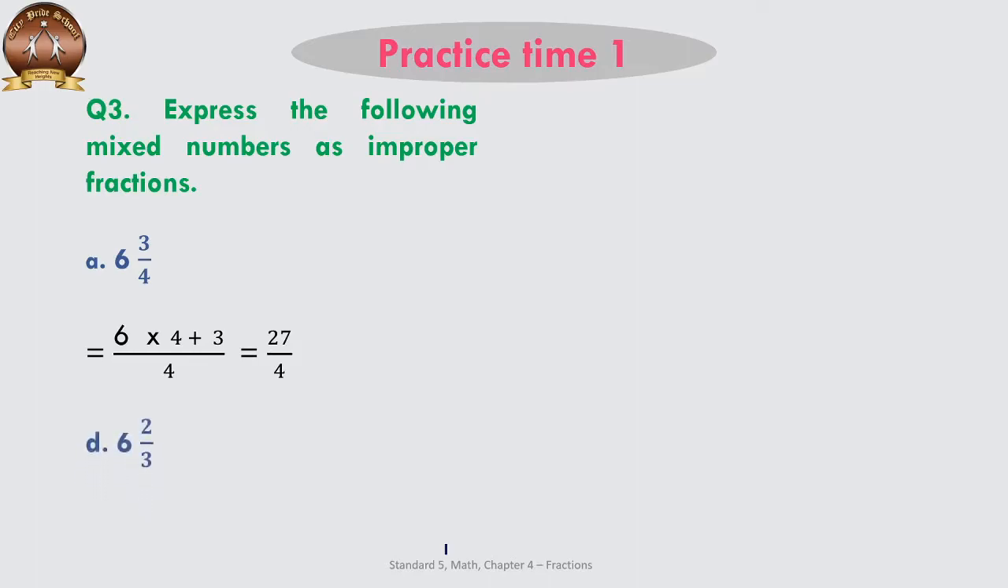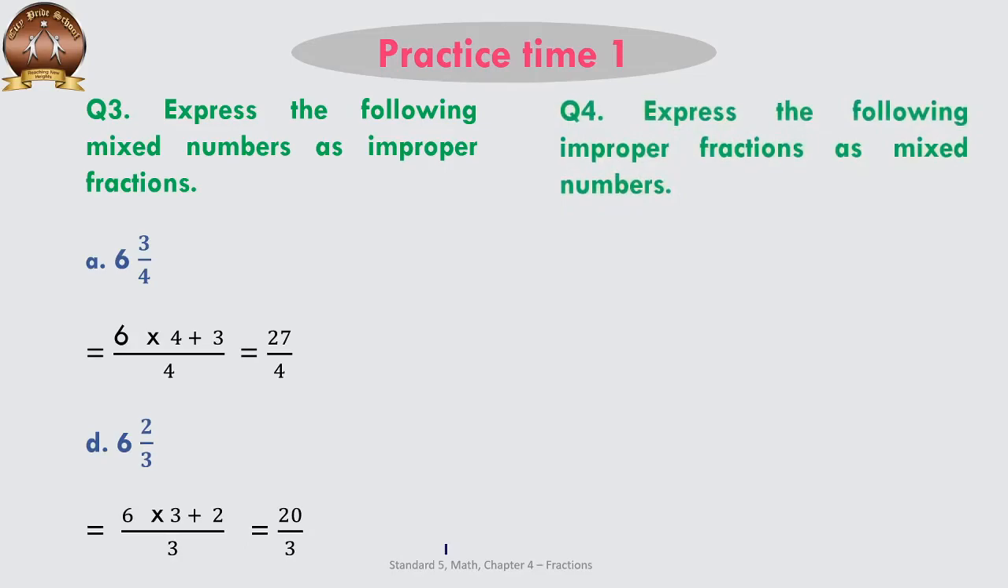Another one you have on your screen, 6, 2 by 3. So 6 into 3 plus 2 upon 3 is 20 upon 3. Now there is another question on the screen. Express the following improper fractions as mixed numbers.